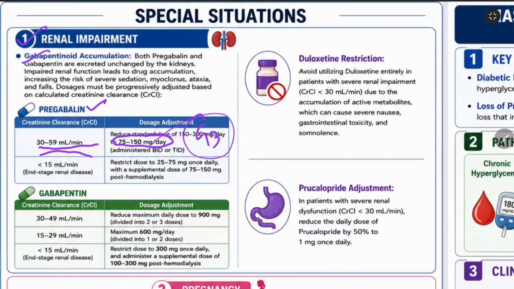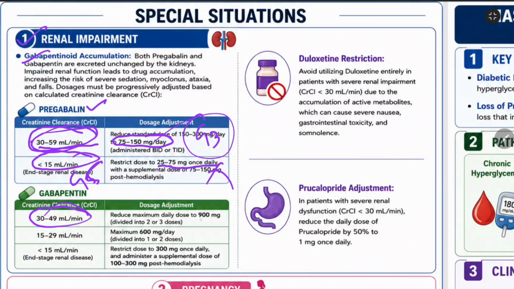Okay, that is the maximum dose. Now if the patient goes to G5, then restrict the dose to 25 to 75 mg once daily, with a supplemental dose of 75 to 150 mg post dialysis. Better to avoid this drug because it accumulates fluid in the body. So that's why it is better to avoid in G5 stage. You can reduce the dose in G3 stage.